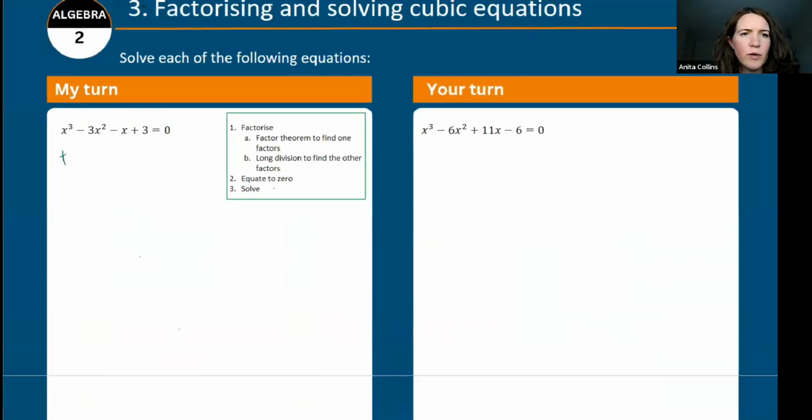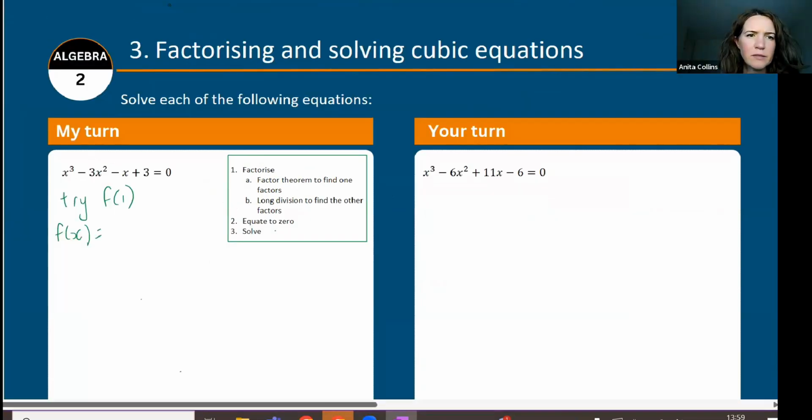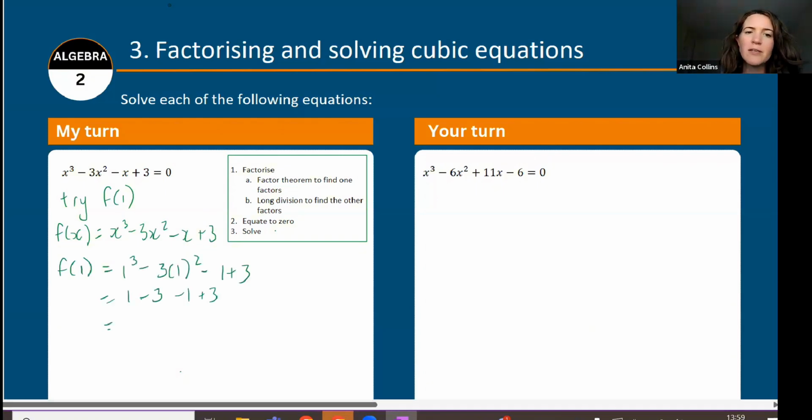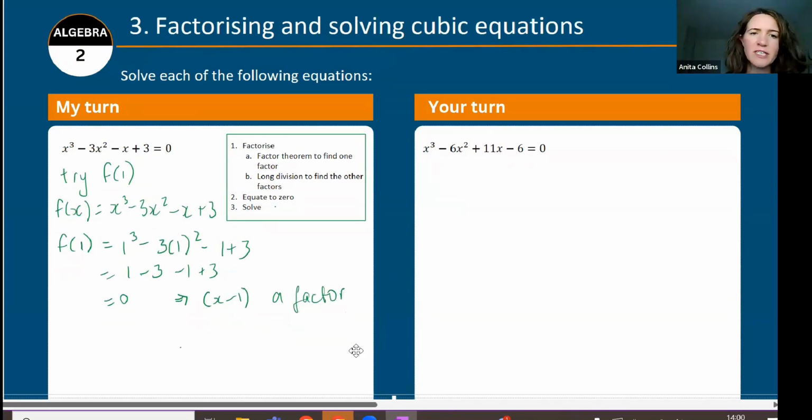All right, we are going to try f of 1. I know we've got our equation here equal to 0, but to use the factor theorem, we need to just convert it temporarily into a function. Okay, so f of x is x cubed minus 3x squared minus x plus 3. F of 1, is that going to give 0? Which is 0. So that tells us, remember there's the sign change thing, if f of 1 is 0, then x minus 1 is a factor. So looking at our steps, we use the factor theorem to find one factor.